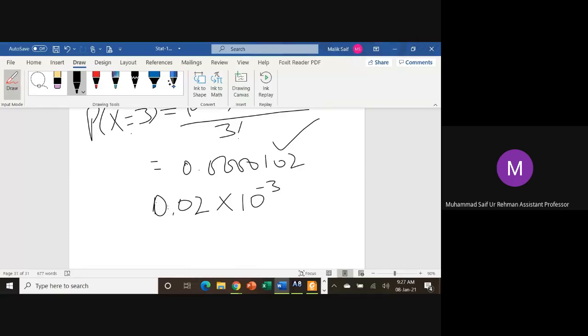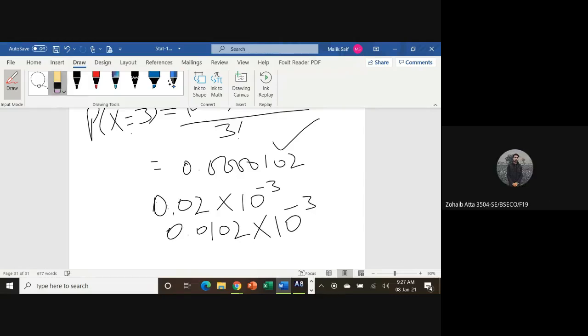0.12. That's 0.0102. 0.0102. 0, 1, 0, 2. Multiply by 10 raised to the power minus 3. Is it? Yes, sir. Okay, so I'm just solving for those students who are unable to convert this figure into this form.